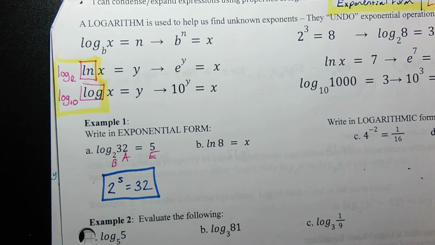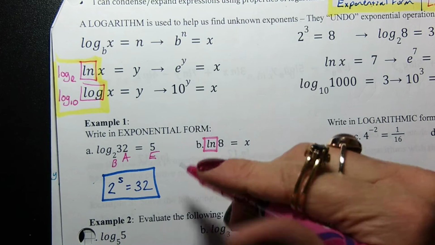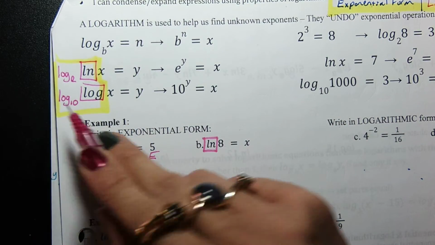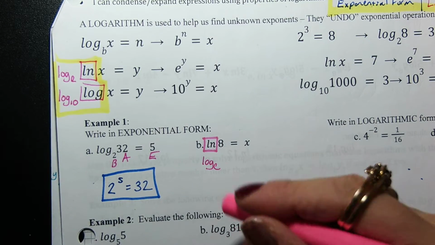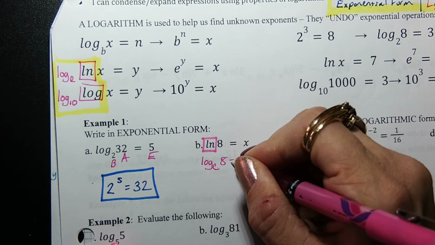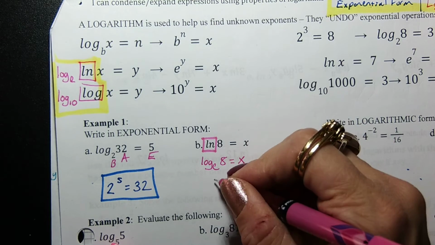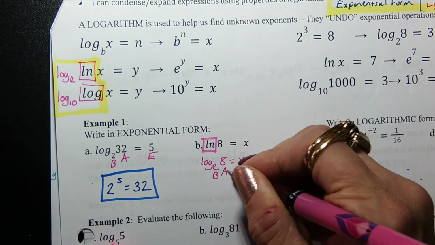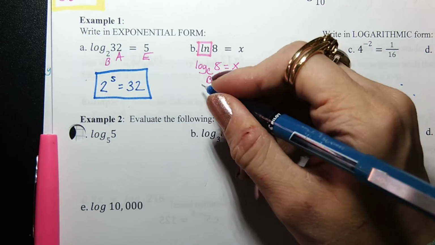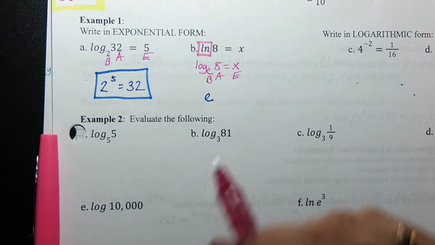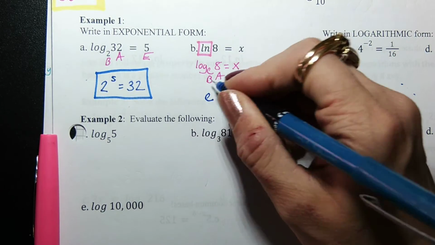We see log, natural log. The first thing that I would do with this one is rewrite it as log base e. And then we got the 8. And then we got the x. So this is in log form. We think of the elephant with his big animal ears. So our base is e. Our answer is 8. And the exponent goes with the base.